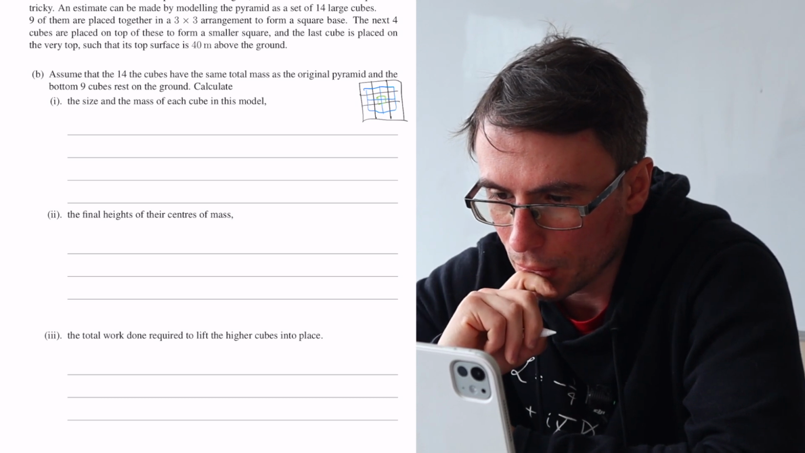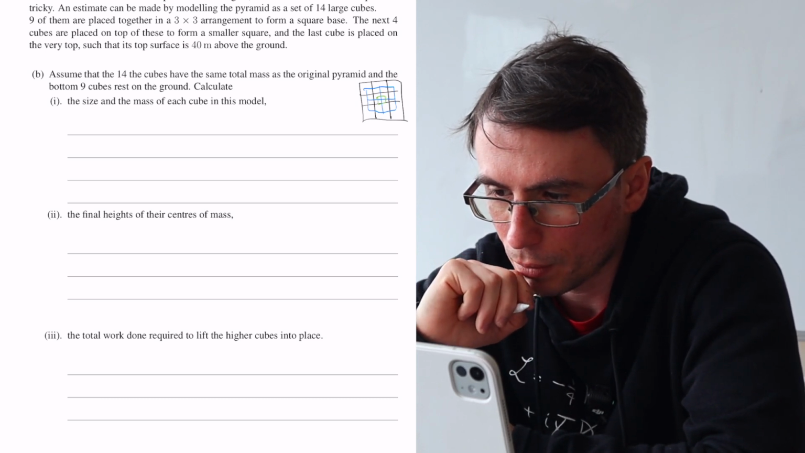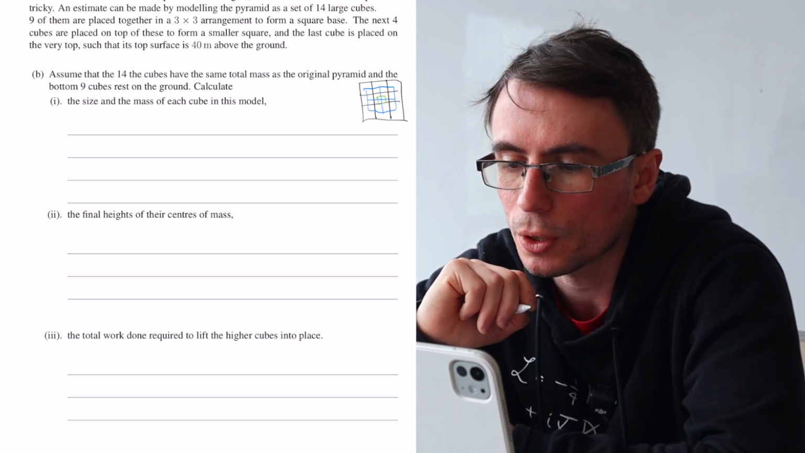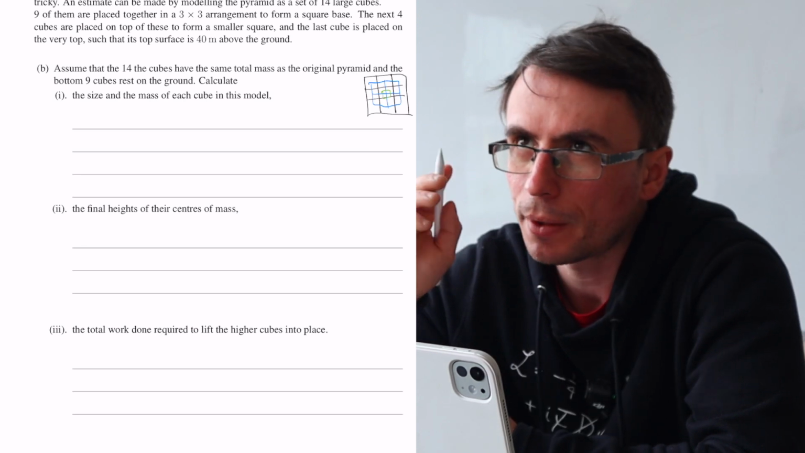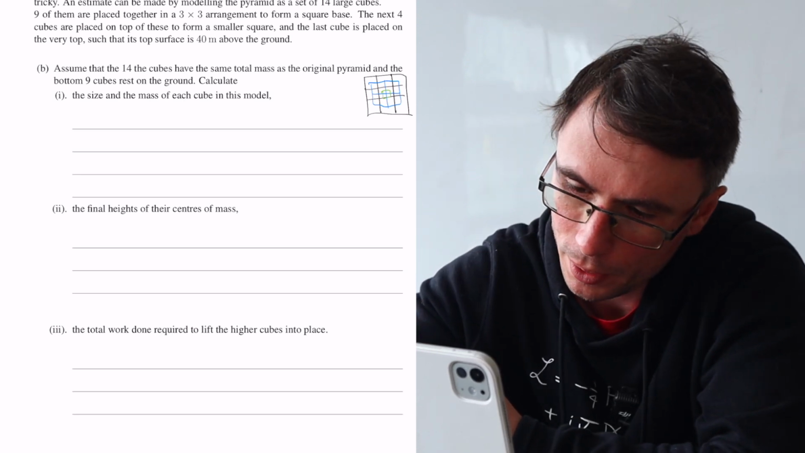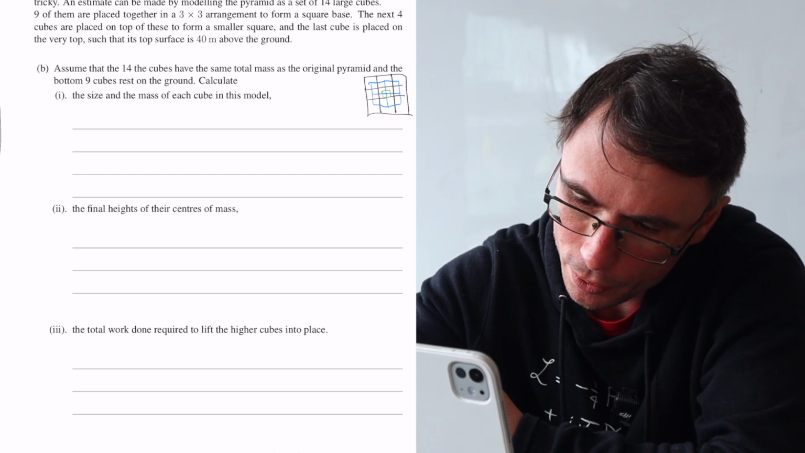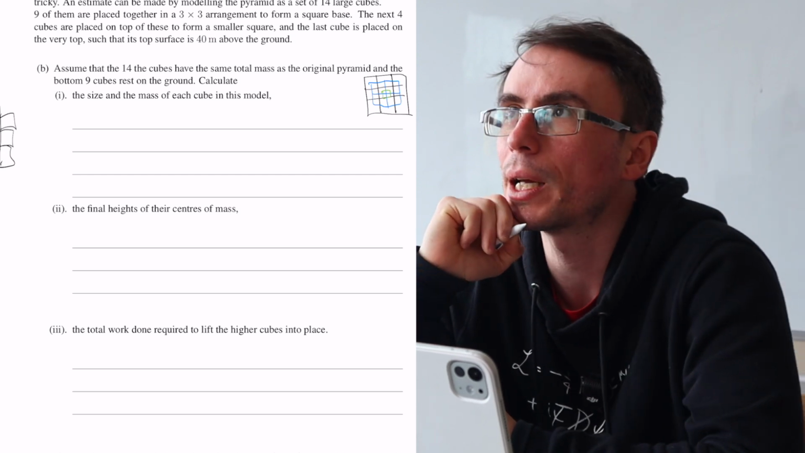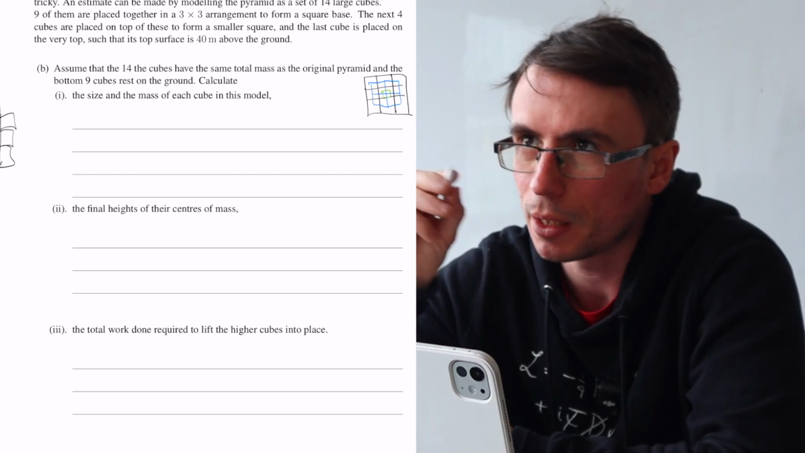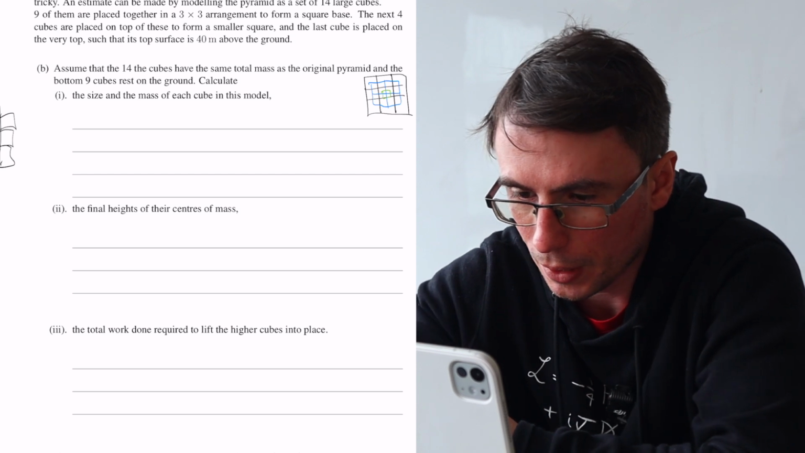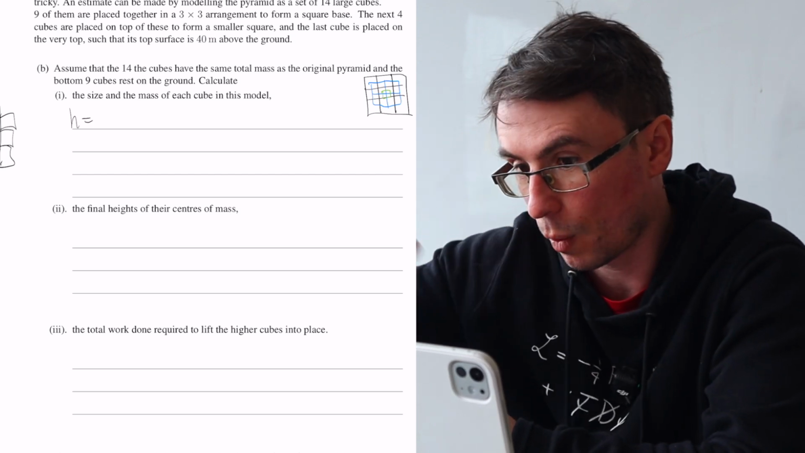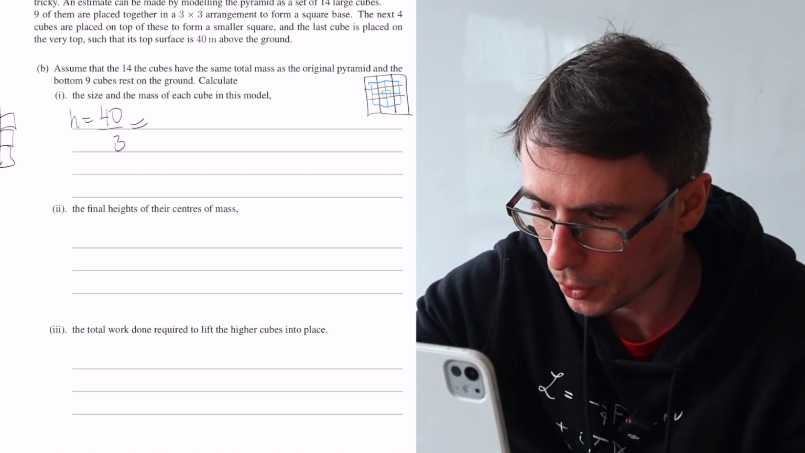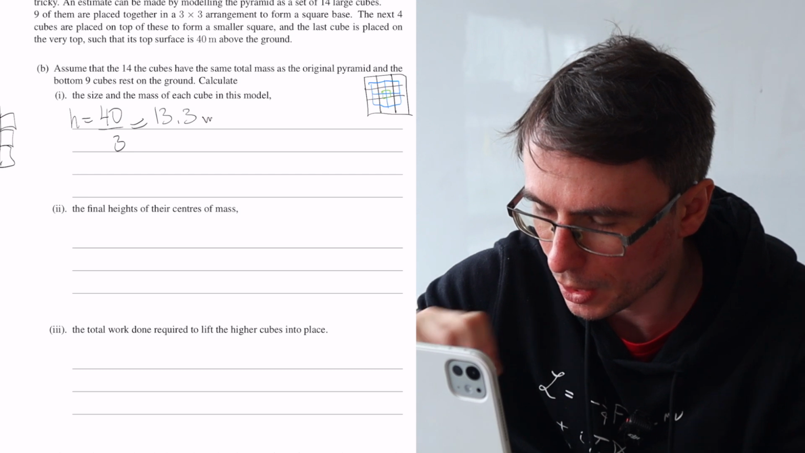Okay, assume that the 14 cubes have the same total mass as the original pyramid. The bottom 9 cubes rest on the ground. Calculate the size and mass of each cube in this model. Well, the height of the pyramid was 40 meters, wasn't it? And with this model, we just really have 3 layers of blocks. So the size of one of these, let's say the height, which is all the dimensions because it's a cube, is just going to be 40 divided by 3, which is around 13.3 meters.